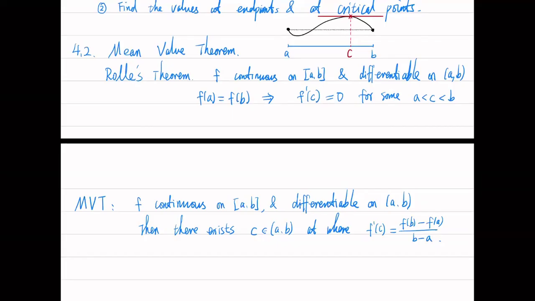Another feature of this statement is that it is about existence. There must be some point where the derivative equals this. But it didn't tell us what this point is. Is it in the middle, on the left, on the right? We don't know. We cannot tell from the theorem. The theorem only guarantees there exists something.